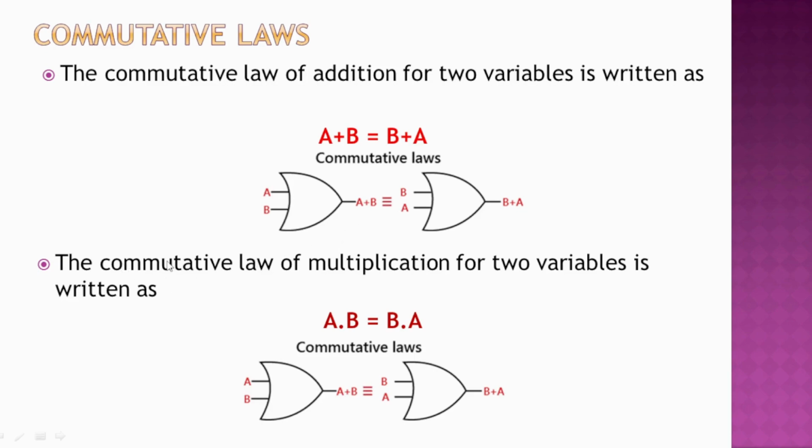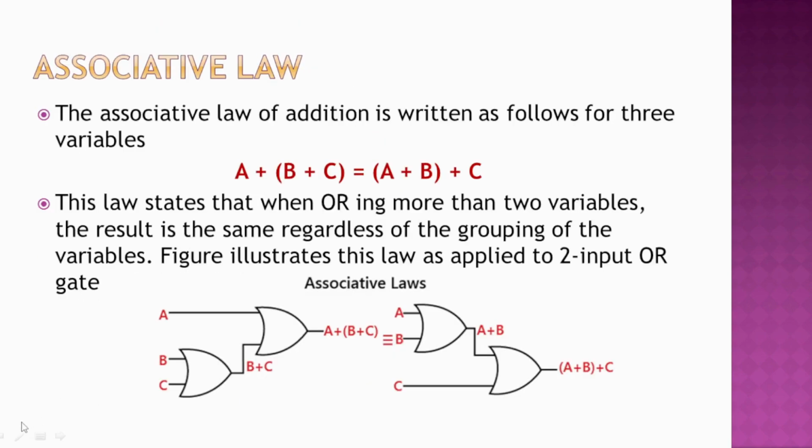This one is the commutative law of multiplication of two variables. It can be written as A dot B equal to B dot A. These two laws are very similar. Here we do the addition operation and here we do the multiplication operation. If we provide A is 0 and B is 1, we get an output of 0. Likewise, if B equals 1 and A equals 0, finally we get a value of 0. 0 into 1 is 0. So A dot B is equal to 0 and B dot A is equal to 0. So LHS equals RHS. And the next one is the associative law.